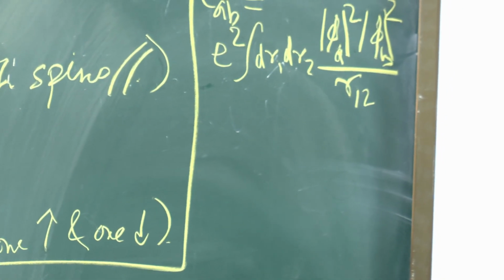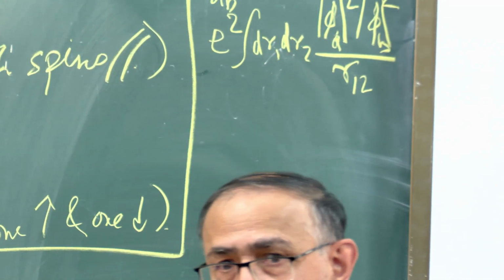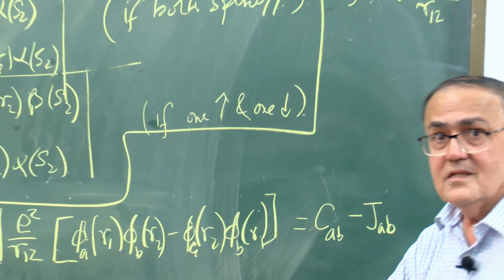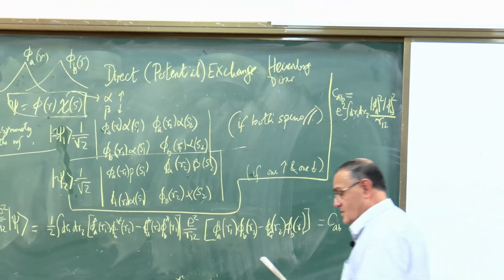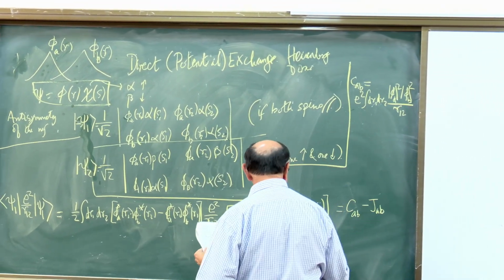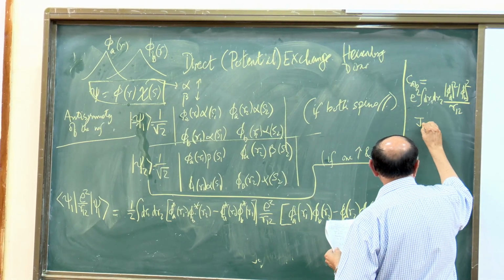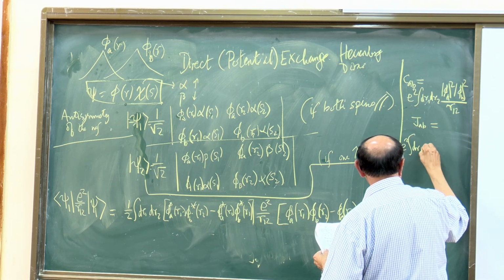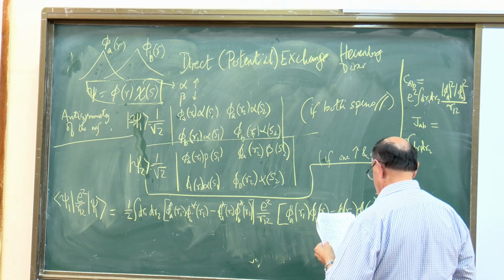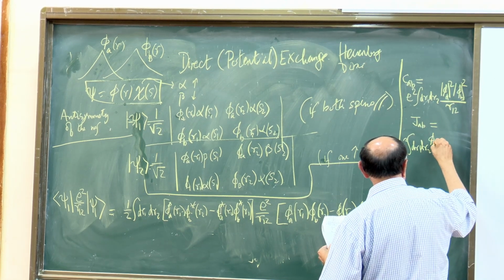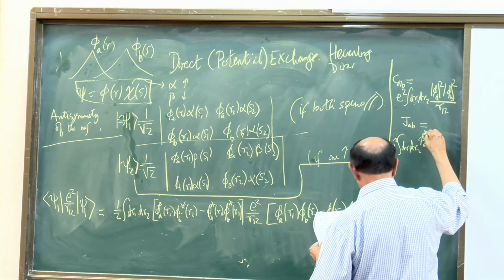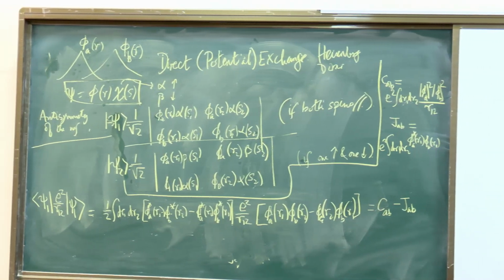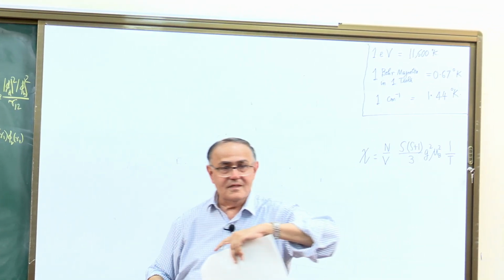You took this with this. Same sort of term. But now we will take this with that, which is exchange. You interchange R1 and R2. So, the whole point is that there is an extra contribution JAB equal to e squared integral dr1 dr2 phi A star r1 phi B r1. It's like an overlap charge density or something like that.